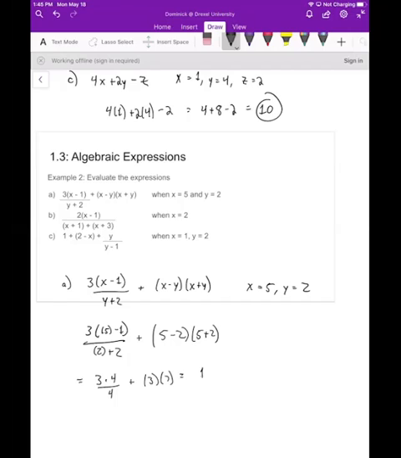So this is going to be 12 over 4 plus 21. So it looks like we're going to get 3 plus 21, so 24. Okay, so that's part A.